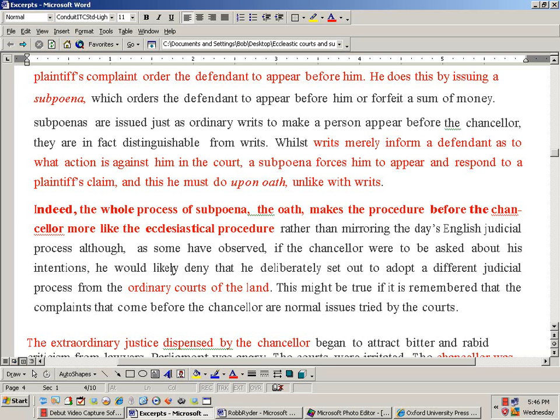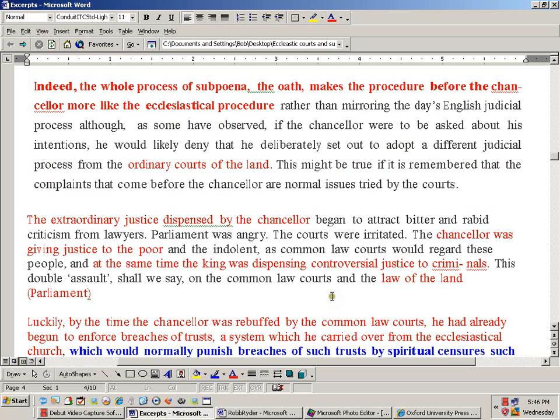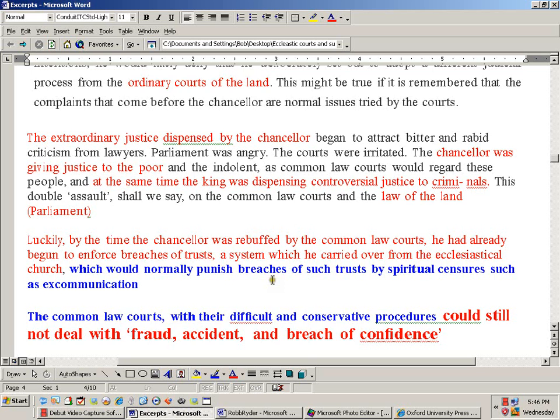Again, the bishop, the diocese, they got a chancery. Rather than mirroring the day's English judicial process, although, as some have observed, if the chancellor were to be asked about his intentions, he would likely deny that he deliberately set out to adopt a different judicial process from the ordinary courts of the land. This might be true if it is remembered that the complaints that come to the chancellor are normally issues tried by the courts, right? The courts had their chance on it, they messed it up, so now the chancellor's going to do something about it.